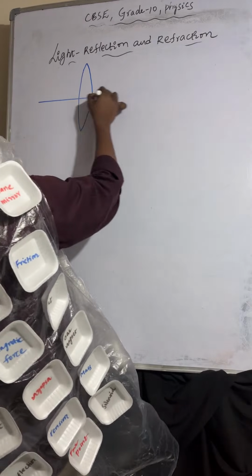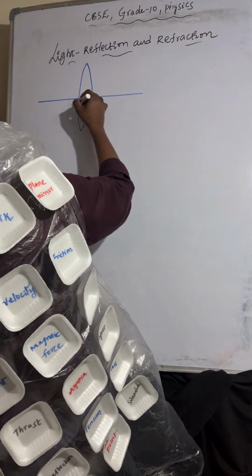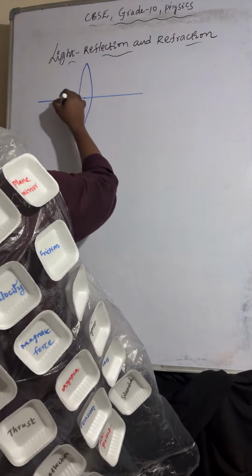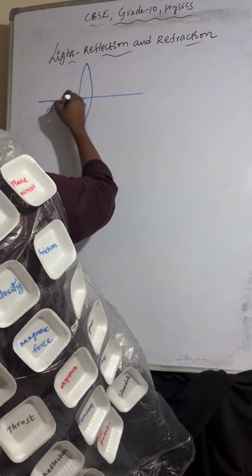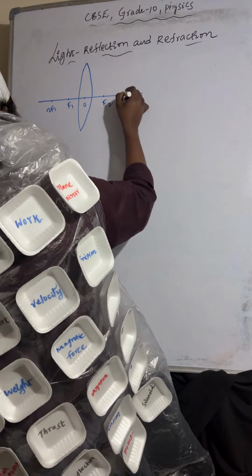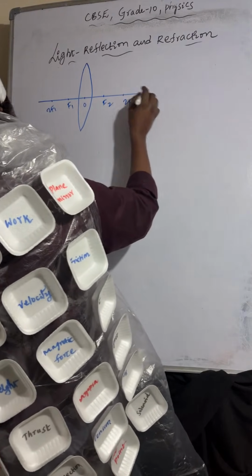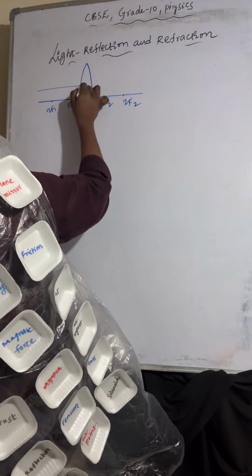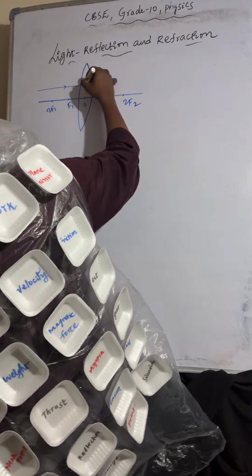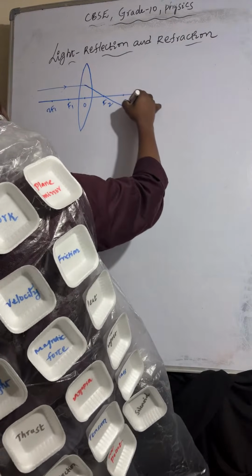So optic center, focus, 2f1, f2, 2f2. Light rays coming from infinity, after refraction, pass through focus.